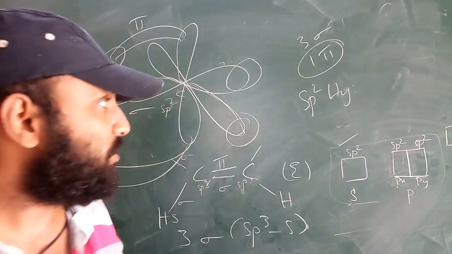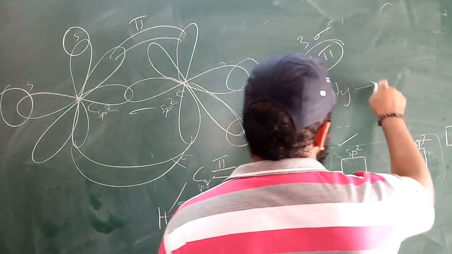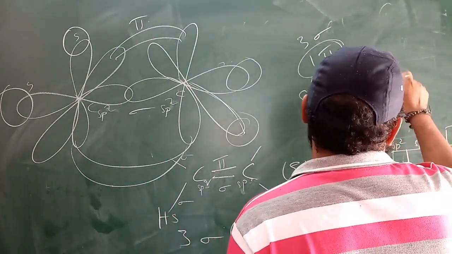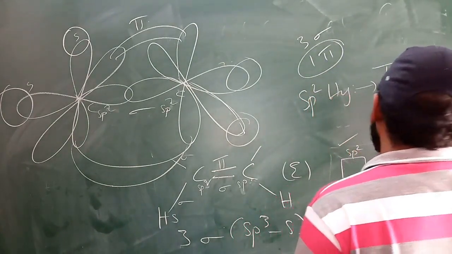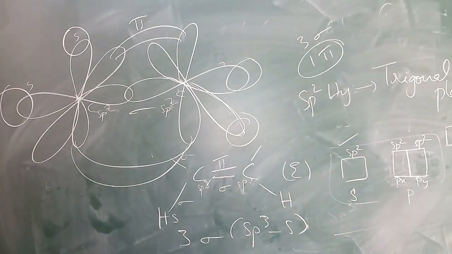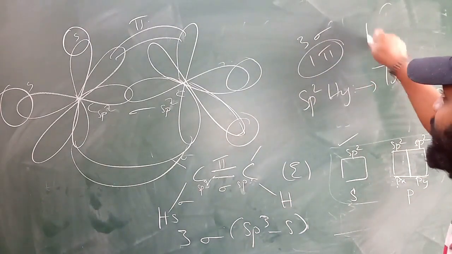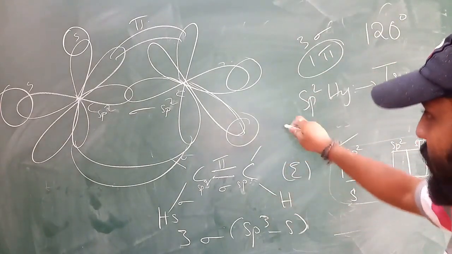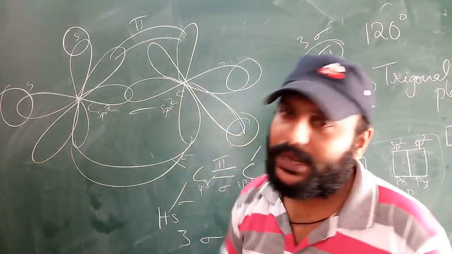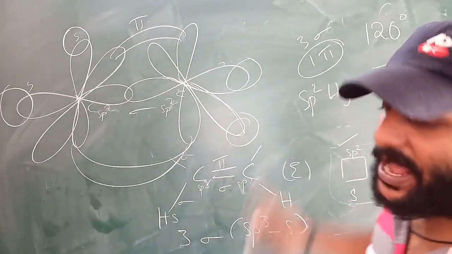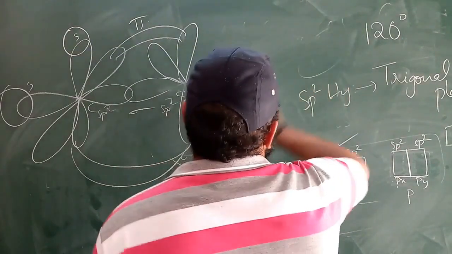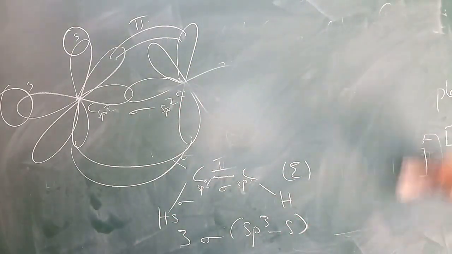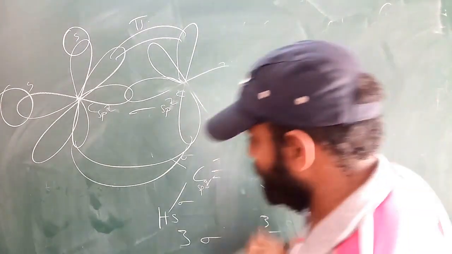If you see the shape of the structure, it is trigonal planar. The bond angle, the angle between the orbitals, is 120 degrees. That is about sp2 hybridization. Okay, let's see the next one. Last one, sp hybridization.